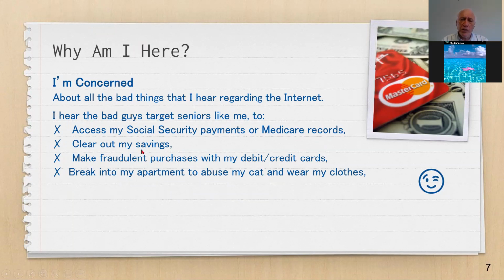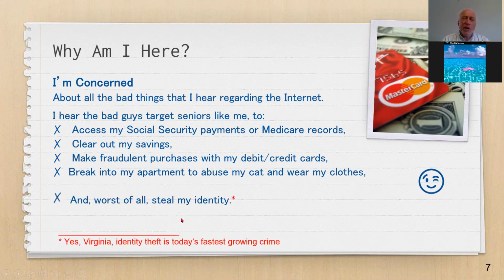Of course, we would like to get into your savings account, make fraudulent purchases with your debit or credit card, break into my apartment to abuse my cat and wear my clothes. Well, no, that's just a joke. That was just a joke, right? Most important, they don't want to do that. That's the one thing they don't want to do. But they do want to get your money. And then I say, worst of all, steal my identity. And the footnote says identity theft is today's fastest growing crime.